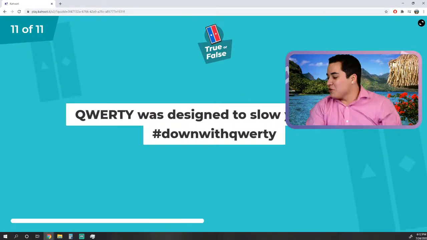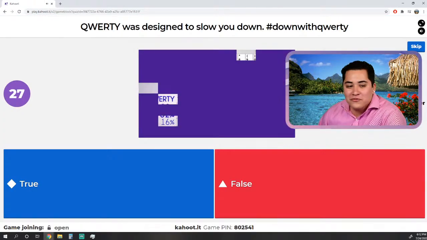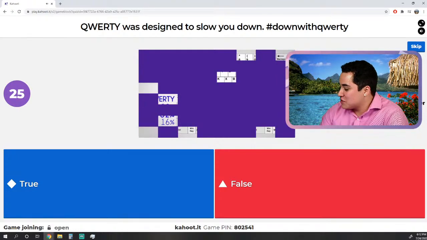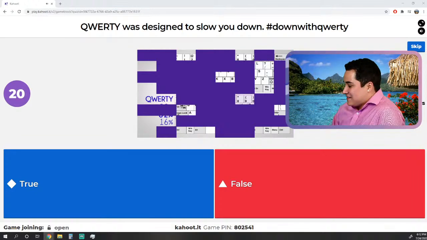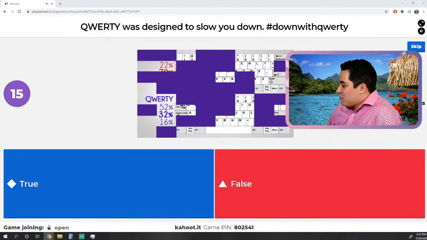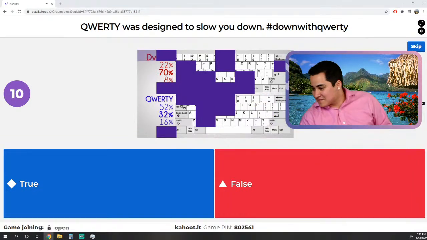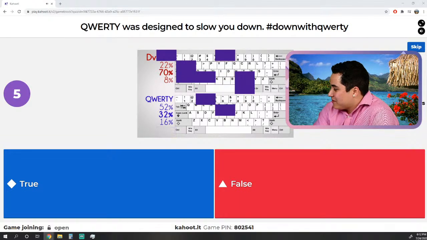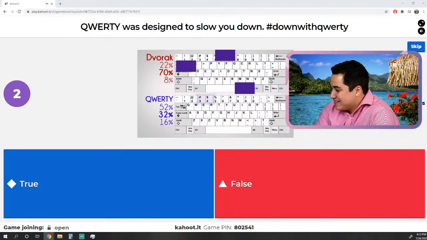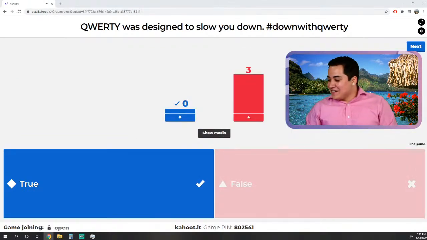True or false? QWERTY was designed to slow you down. Hashtag down with QWERTY. True or false? QWERTY was designed to slow you down. Go ahead and submit your answers. So if you haven't already, there's a sweet little chart that's coming up here right now, which I'll reference in just a sec. Oh, look at that. What could that other keyboard possibly be? Is it the best keyboard in the world? I think so. Time. The answer is true.